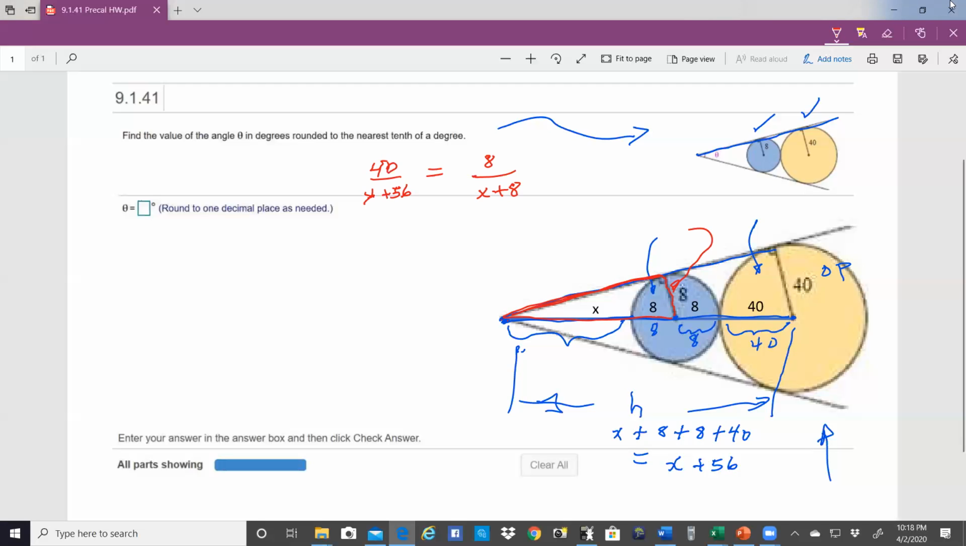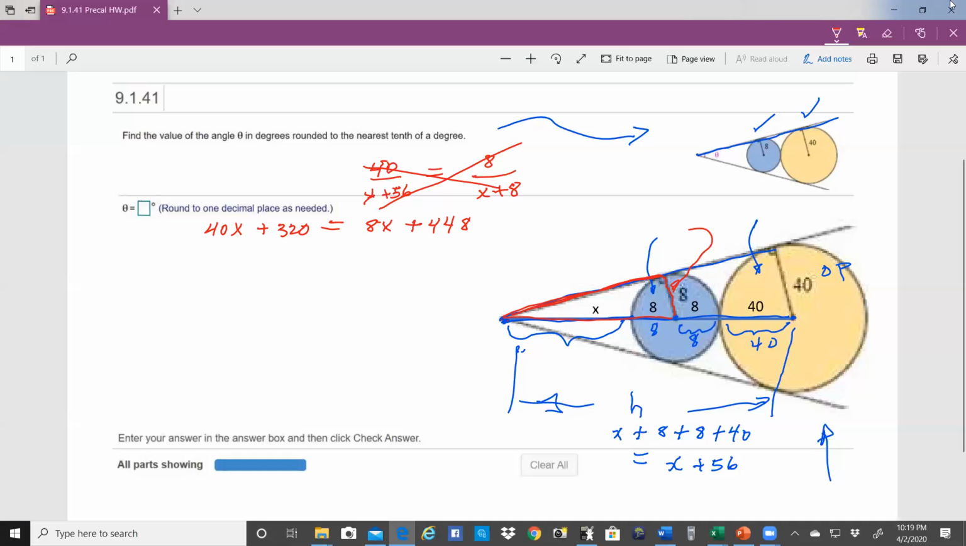So now we can cross multiply and get a linear equation. If you cross multiply, we get 40x plus 320 equals 8x plus 8 times 56, which is 448.